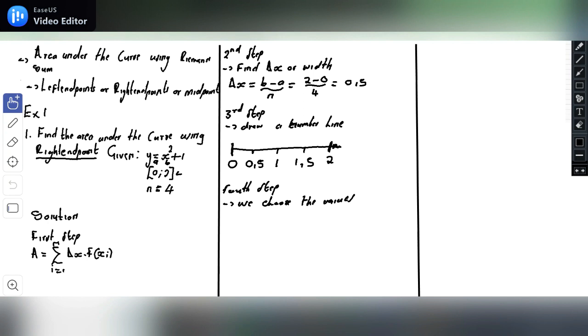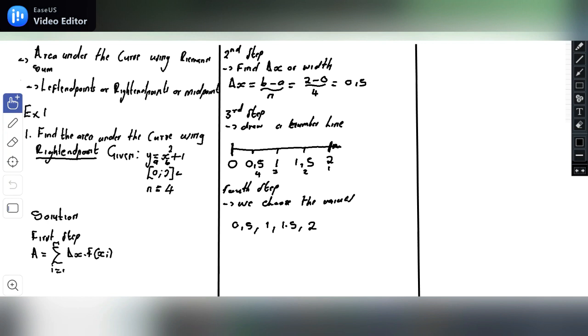So let's go back to the business. Now we said we choose the values. So how do we choose the values? Because it's the right endpoints, we're going to count from 2. We're going to have 1, 2, 3, 4, and then we leave the last one. Can you see it? We leave the last one, meaning we have 0.5, we have 1, we have 1.5, then we have 2. There are 4 numbers. We left 1.